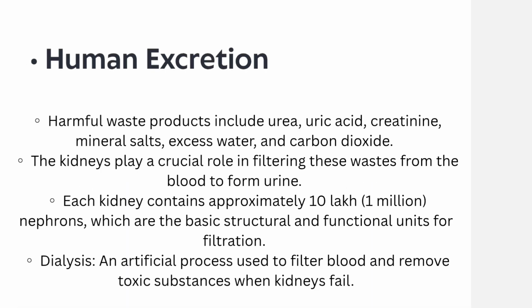In humans, waste products like urea, uric acid, creatinine, excess mineral salts, water, and carbon dioxide must be removed to keep us healthy. The kidneys do this job by filtering the blood and producing urine. Each kidney contains around 1 million tiny filtering units called nephrons. When kidneys don't work properly, dialysis is used. A machine filters the blood to remove waste products and keeps the body safe.